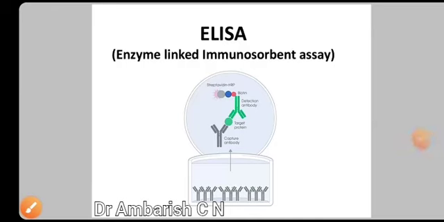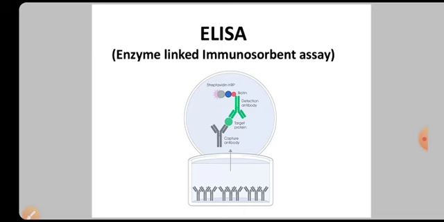ELISA, or enzyme-linked immunosorbent assay, is the modern technique developed to identify antigen or virus, or the antibodies produced against those viruses, which are highly specific. So here what really happens: when antigen is added, then antibody is added, then an antibody coated with enzyme is added.